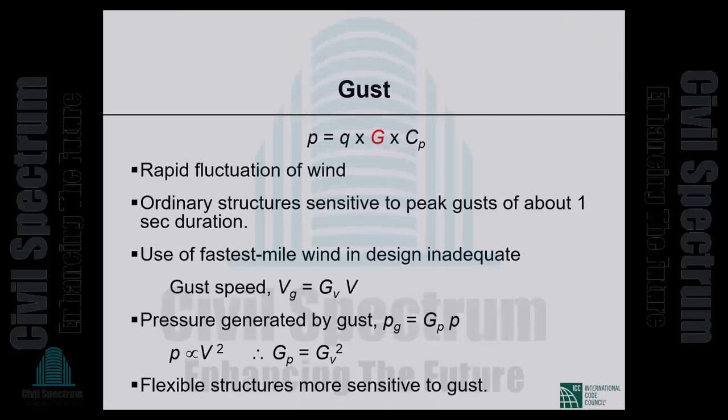Okay, that brings me now, so all the parts of Q have been explained. So we now come to G, the gust effect factor. Gust is rapid fluctuation of wind. Ordinary structures are sensitive to peak gust of about 1 second duration.